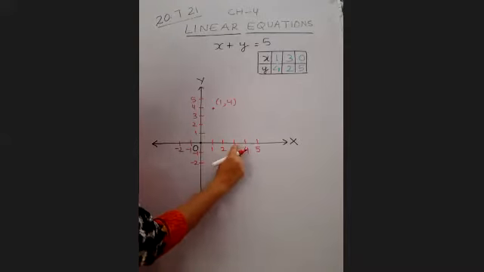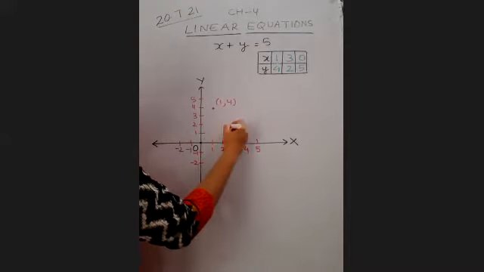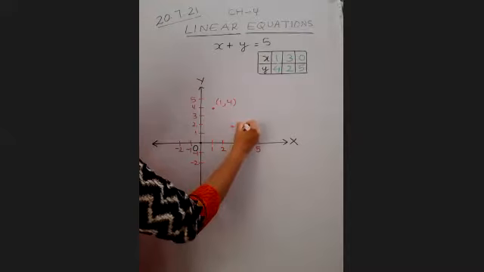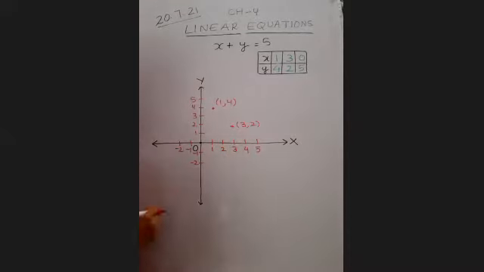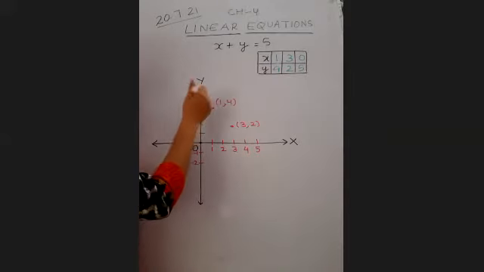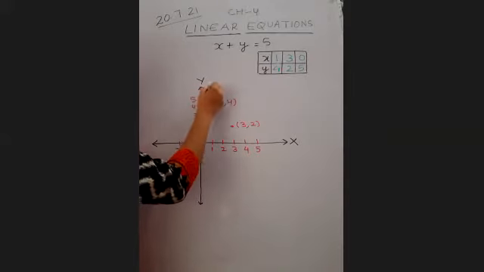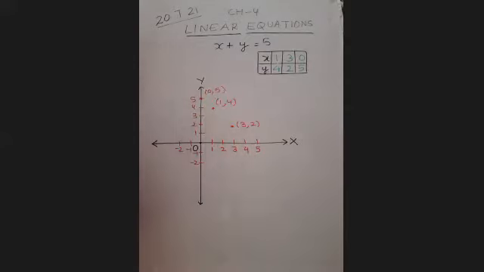X 3, Y 2. Will it be here? Yes. X 0, 5. So, let us make a straight line.